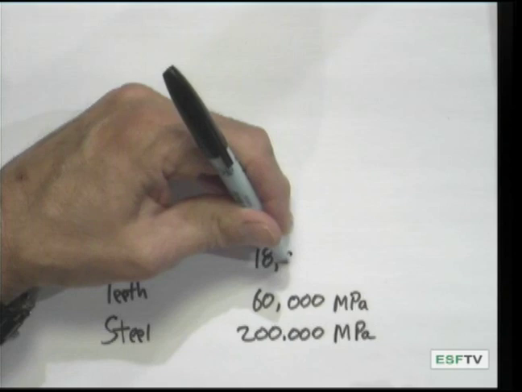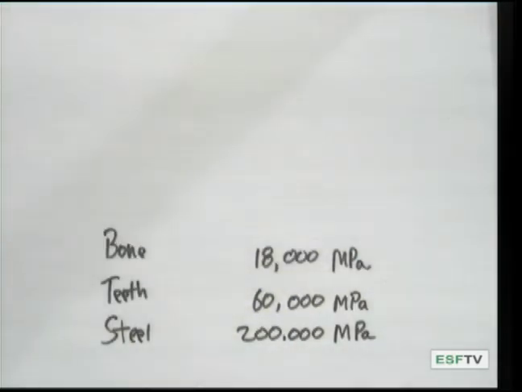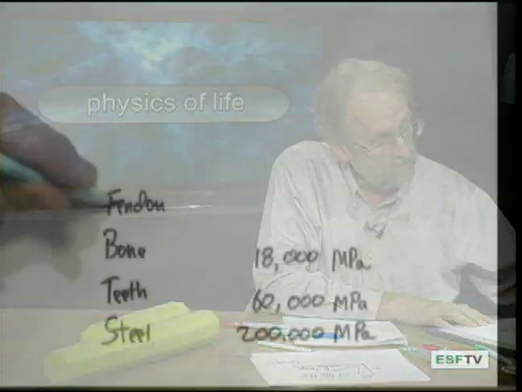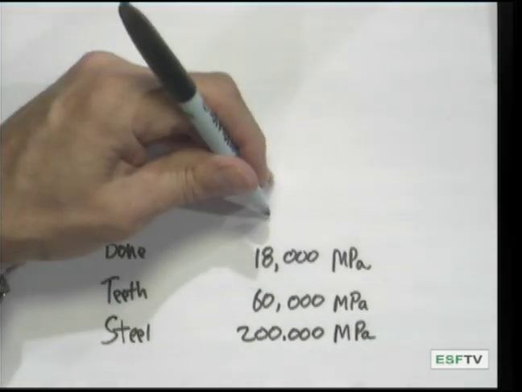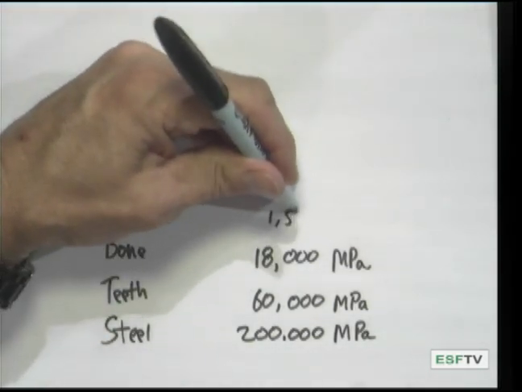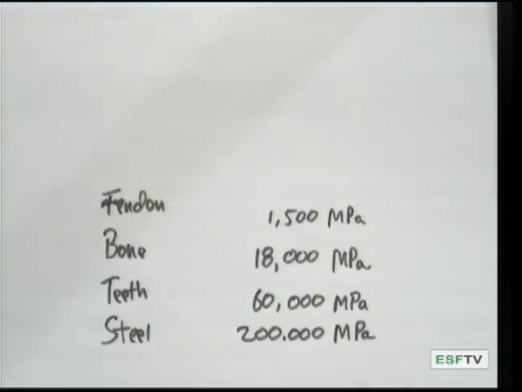Bone is right up there also. It's a very, very stiff material, and this has a Young's modulus of about 18,000 megapascals. If you look at the things that connect muscles to bones, this could be tendons. Oops, I meant to write a T there, not an F. So we'll get rid of that. Tendons, the things that connect muscles to bones, are actually much more compliant than bones are. We're looking at a Young's modulus of about 1,500 megapascals.